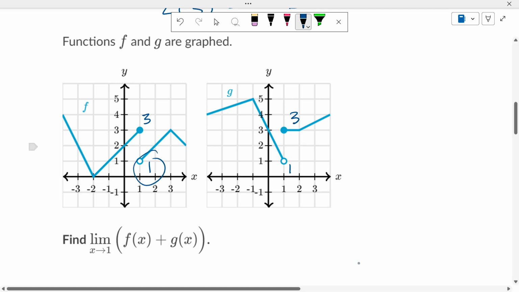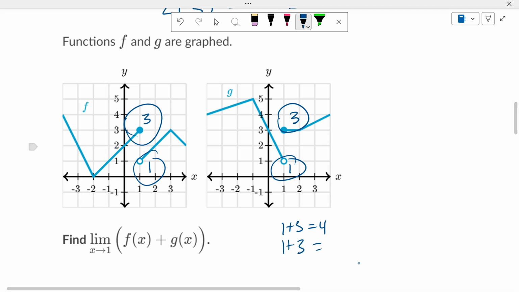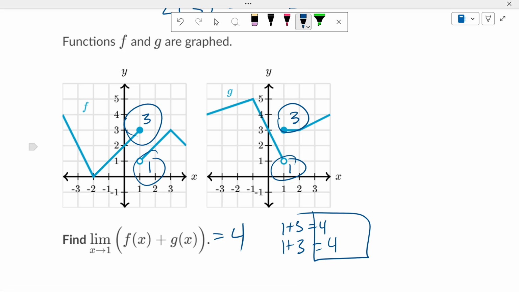So you take the right, and you add them together. 1 and 3 equals 4. You take the left, and add them together, and it equals 4. And if the limit matches, that's your limit. Okay? That is a little confusing. I didn't get that the first time. I just said, well, that doesn't exist and that doesn't exist, so that just doesn't exist. And I was wrong.